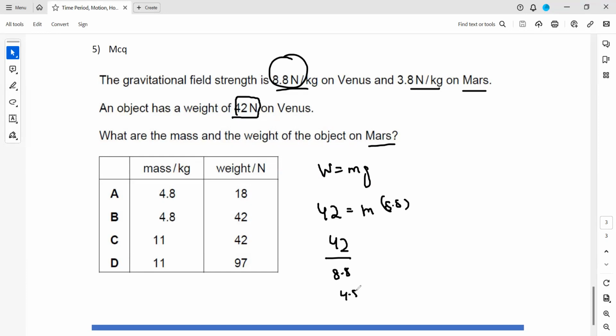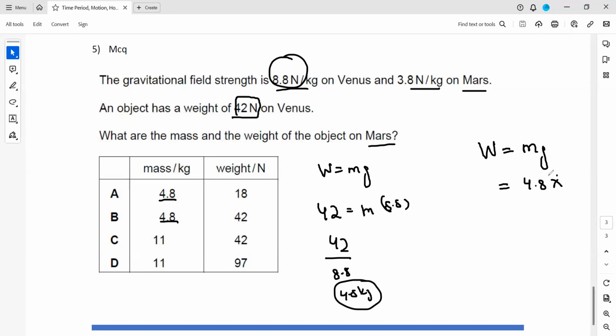So 4.8 kg. Because as we know, the mass of an object does not change, it remains the same. So if the mass on Venus is 4.8, the mass on Mars will also be 4.8. So the option which has 4.8 is the right one. Either A or B. Then what about the weight? Weight is mass multiplied by gravity. As the gravity of Mars is different, the weight will also be different.